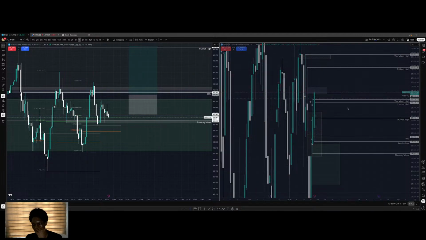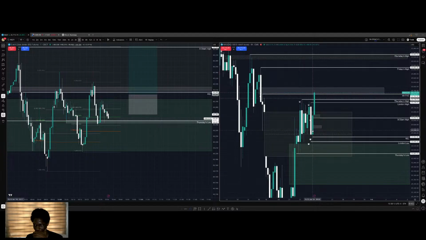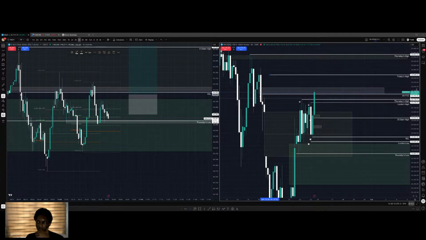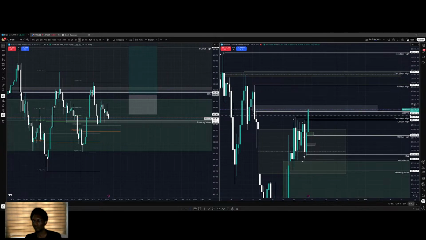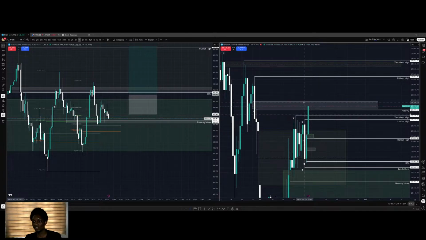Like look at the 4 hour. New York started, took London highs, took Thursday's high, we've traded into this 4 hour gap. So I would expect a reaction. If this 4 hour candle closes above this gap, then maybe power hour. So maybe the final hour of the day, I could look for a buy for this.